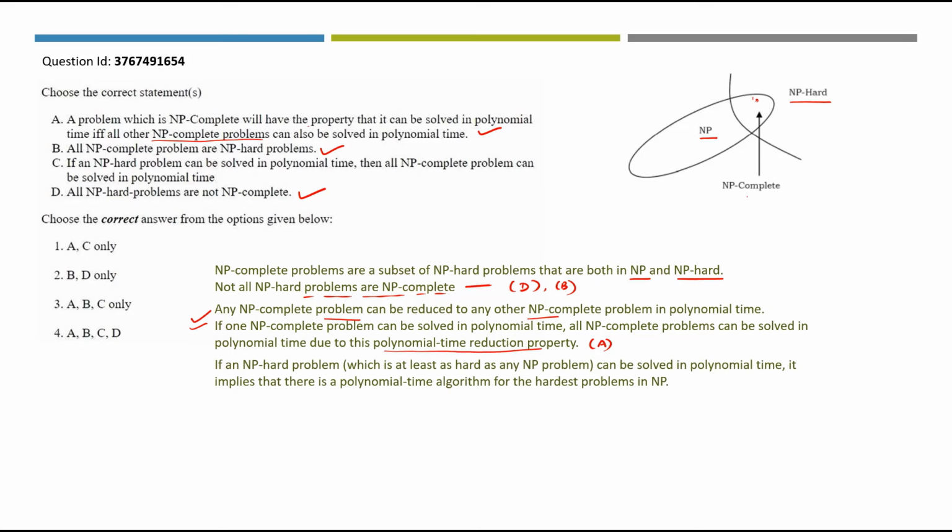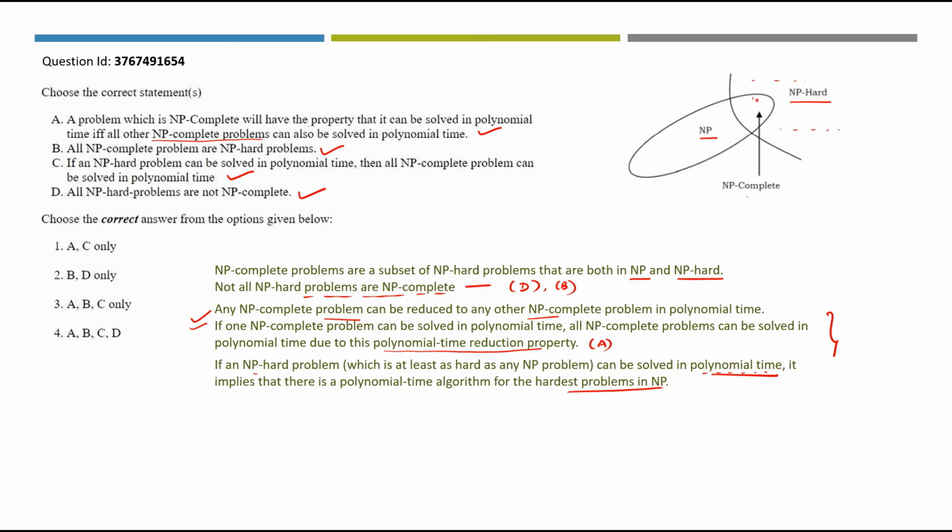If an NP hard problem can be solved in polynomial time, it implies that there is a polynomial time algorithm for the hardest problems in NP. Just check with C. If an NP hard problem can be solved in polynomial time, then all NP complete problems can be solved in polynomial time. So the subset of NP hard is NP complete. So definitely C is also right.